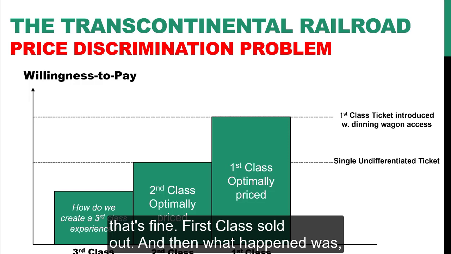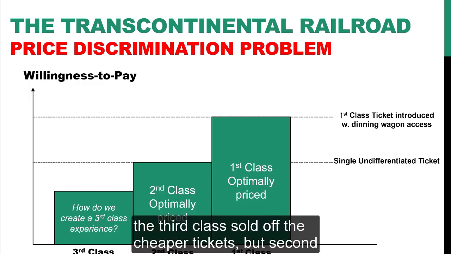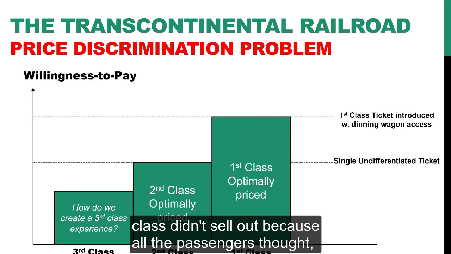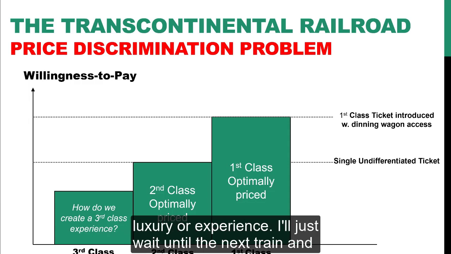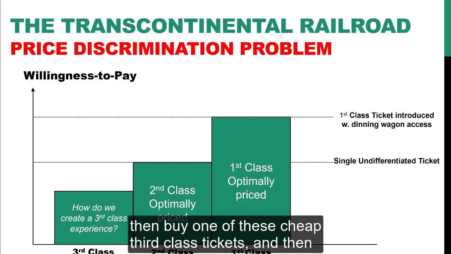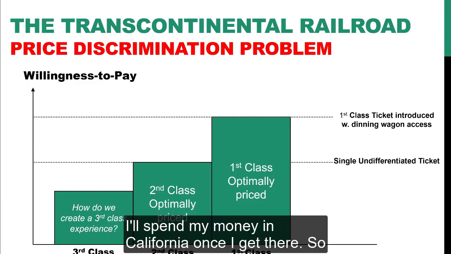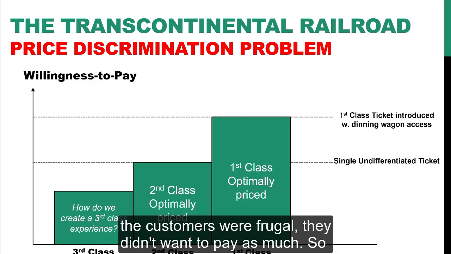And then what happened was the third class sold out, the cheaper tickets, but second class didn't sell out because all the passengers thought, okay, I have 6 days on a train. It's not an opportunity for luxury or experience. I'll just wait until the next train and then buy one of these cheap third class tickets and then I'll spend my money in California once I get there. So the customers were frugal. They didn't want to pay as much.